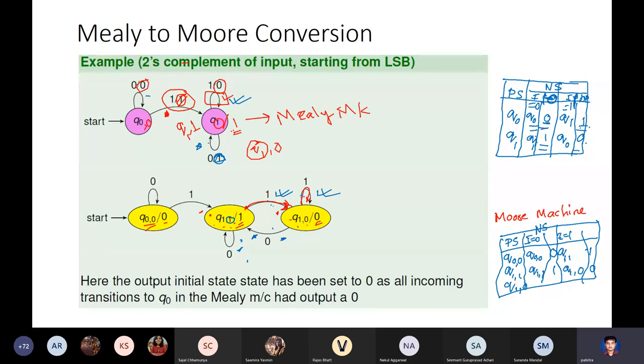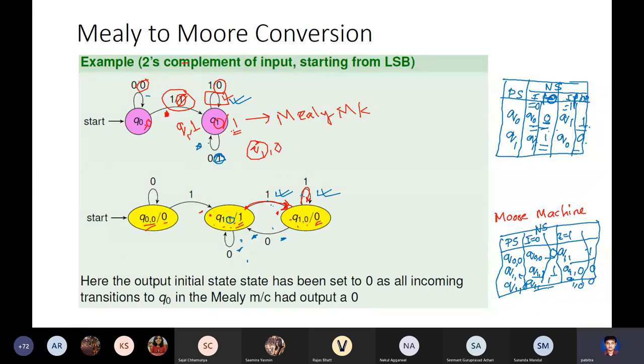So I am in Q1 1, Q1 0. I receive an input of 0. I am in Q1 1 and produce an output of 1. I am in Q1 0 and I receive an input of 1. I am in Q1 0 and produce an output of 0. Now let's see. Q0 0 output is 0. Anywhere else Q0 0? No. Q1 1 output is 1, again 1, again 1. So whenever the next state is Q1 1, the output remains the same. Which means it is a Moore machine. So whenever the next state is the same, the output is also the same. That's what we have achieved here.